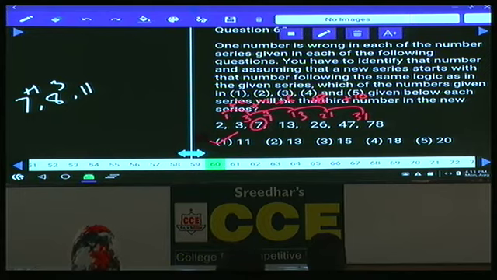Clear? Yes, yesterday, how many of you have written yesterday's exam, RRB?